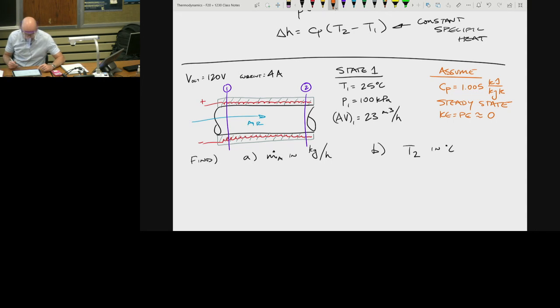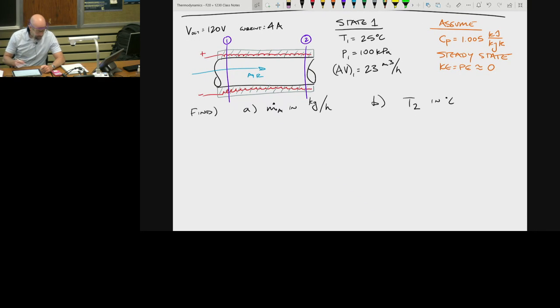Okay, so we take those things and now ask, how do we solve this problem? Well, first, to find the mass flow rate of the air, that's something we've done many, many times. If I went and did this equation, I know we're at steady state, so this goes to 0. The mass inside the control volume does not change with time.